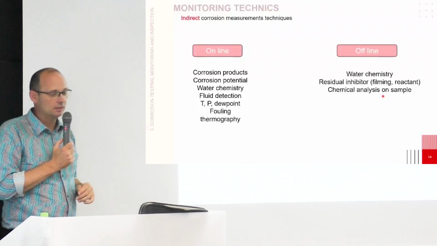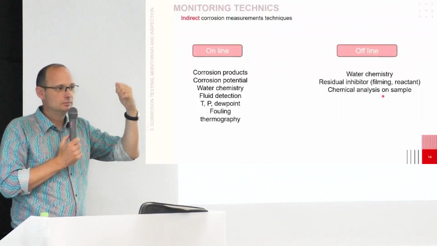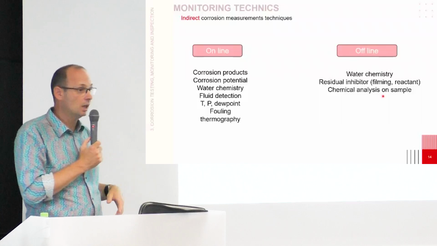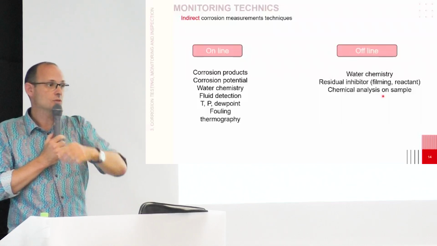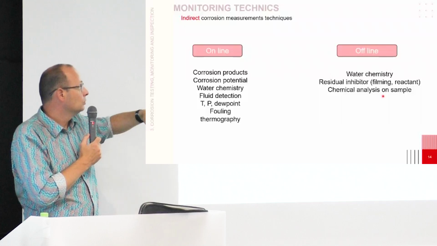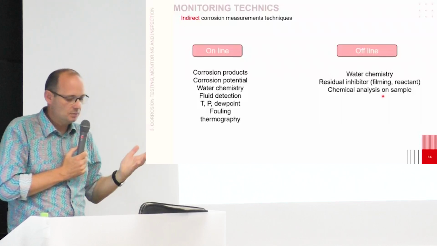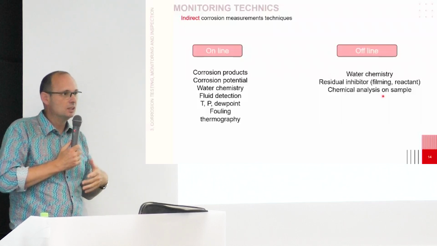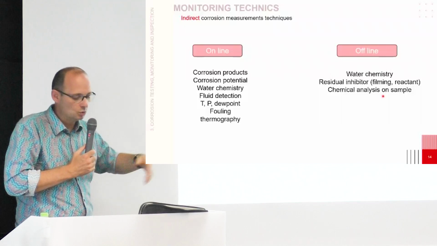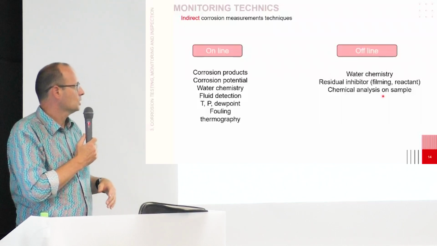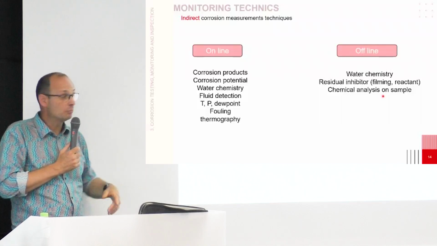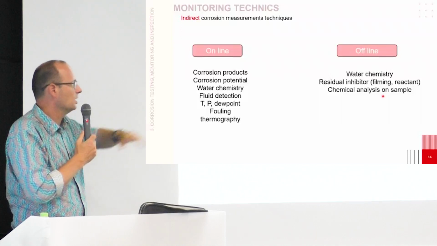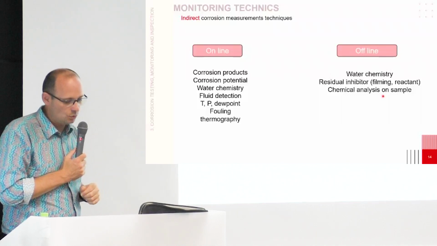Offline technique means what? It means that you need to make some sampling of your solution, for example, and you follow the chemistry with time. So what will you look at? Water chemistry. If there is any residual inhibitor, this means there are some films that have been removed and released in the solution. If there is any chemical analysis on a sample. The last one is actually when you finish the experiment, you extract the samples and you are doing the evaluation of chemistry.